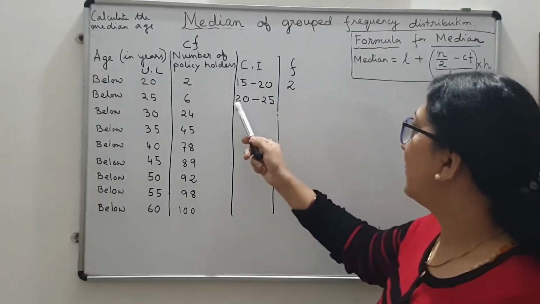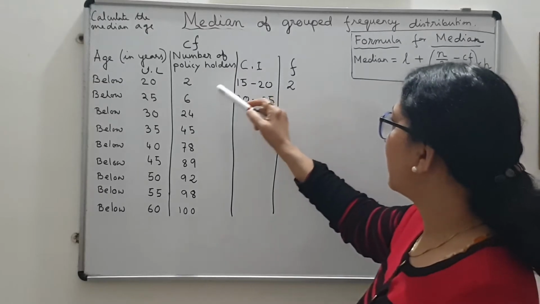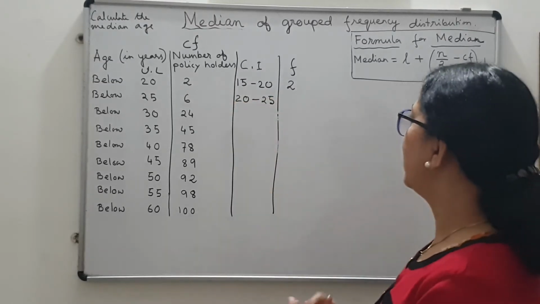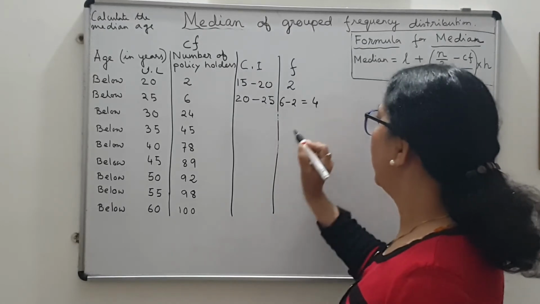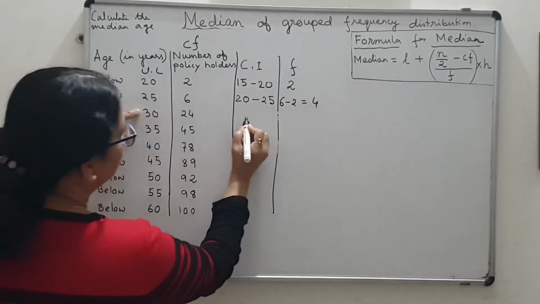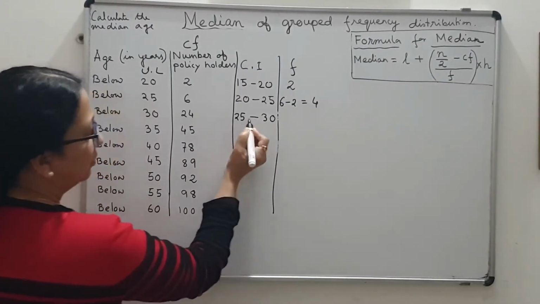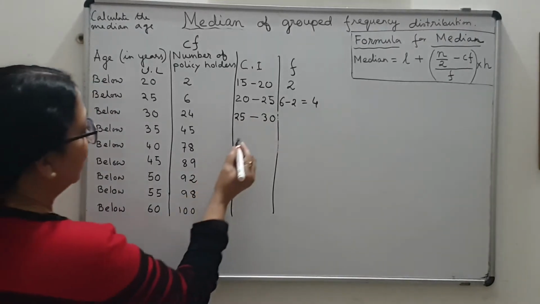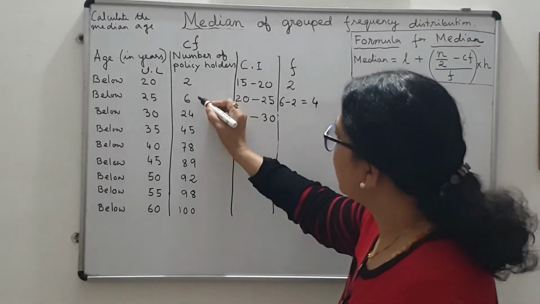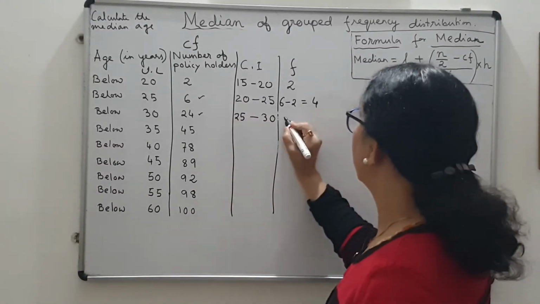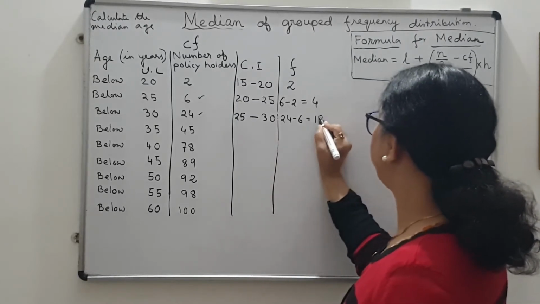So for finding the frequency for this class, I have to subtract the frequency of the previous class from this cumulative frequency. So this will be 6 minus 2, that will be 4. Similarly, below 30 means 30 is the upper limit and 25 will be the lower limit, which was the upper limit of the previous class. For this also, again, I have to subtract 6 from 24. So it is 24 minus 6, this will be 18.